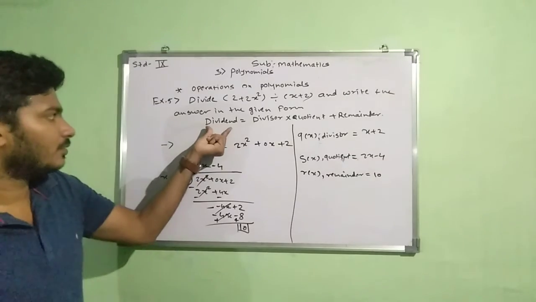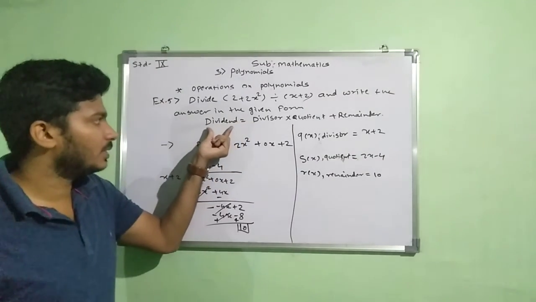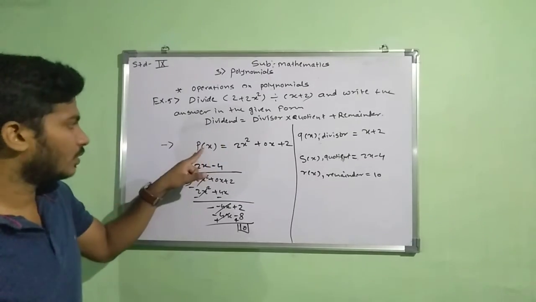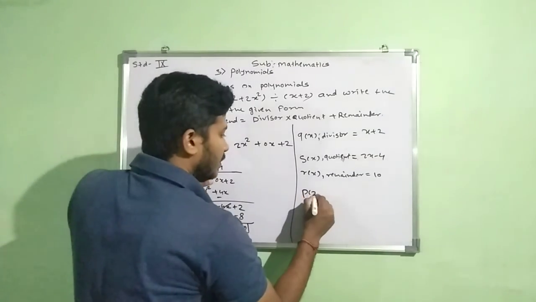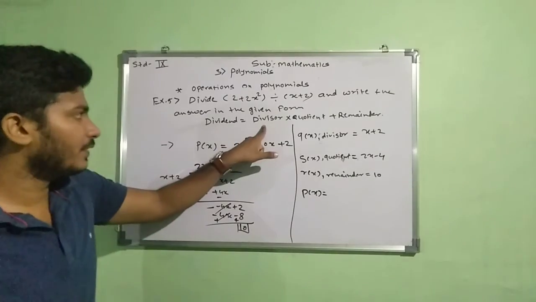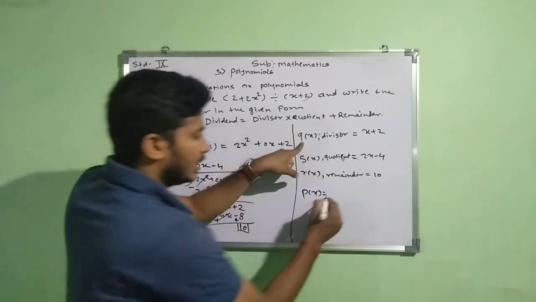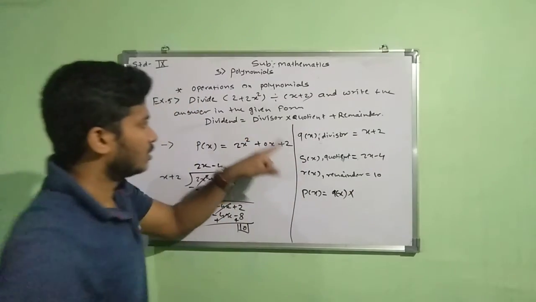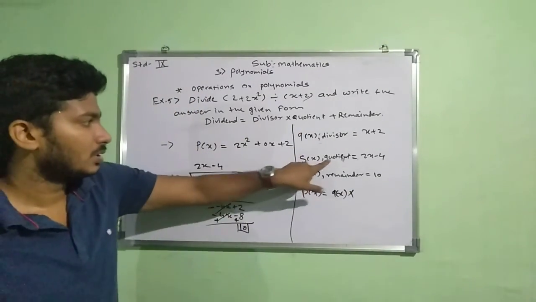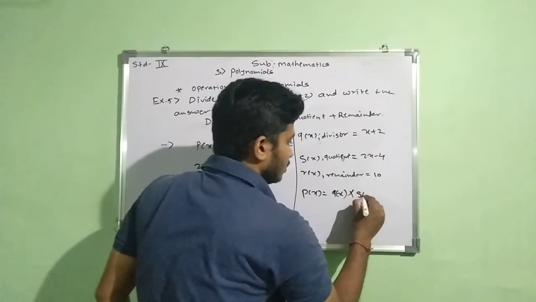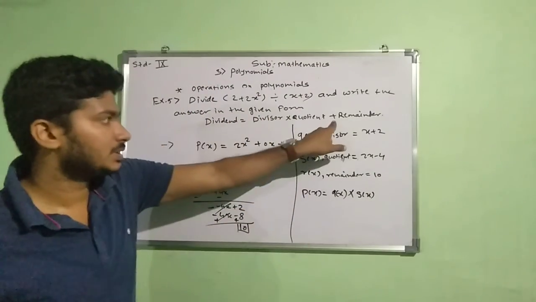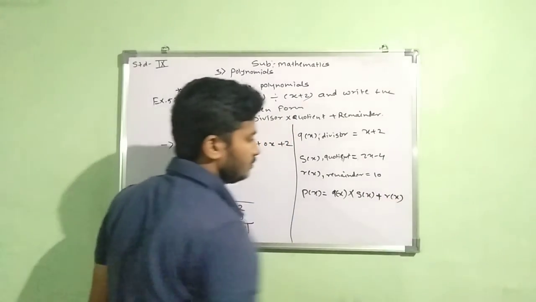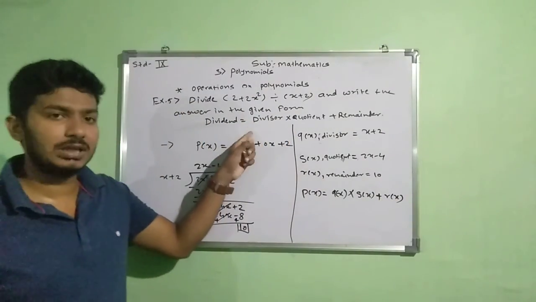So now we have to write our final answer in the form of dividend is equal to divisor into quotient plus remainder. The dividend we have to write first. Our dividend was p(x), so we will write p(x) is equal to the divisor. The divisor we have considered as q(x), so we will write q(x), multiplied by the quotient. The quotient we have considered as s(x), plus the remainder, which we have considered as r(x). So that will be the form required by the question.